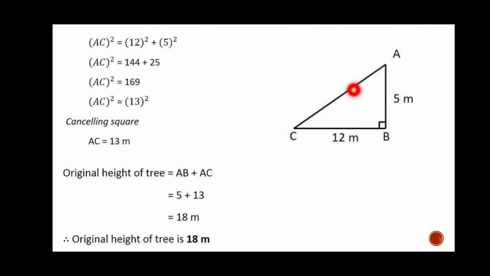Now AC is the hypotenuse. As you have seen, the tree has broken from point A and the part has fallen down on the ground and touches the ground here at point C. So this is actually the broken part of the tree. The hypotenuse AC is the broken part of the tree and AB is the remaining part of the tree. So if we add both these parts, we will get the original height of the tree. So the original height of the tree will be AB plus AC, means 5 plus 13, it means 18 meter will be the original height of the tree.